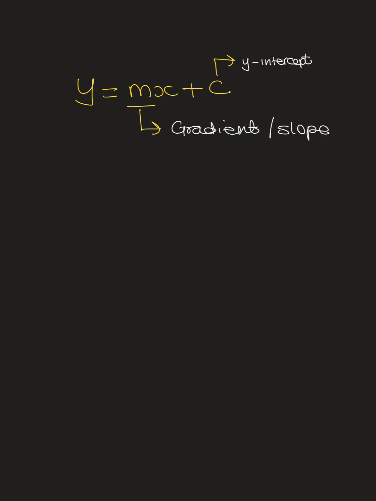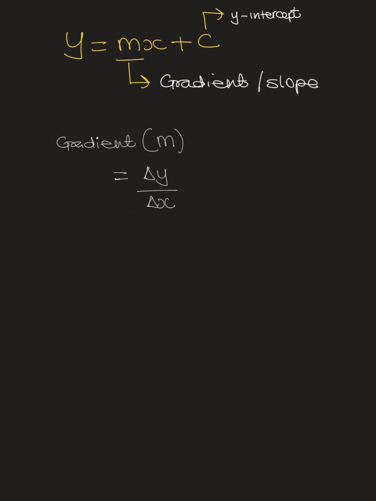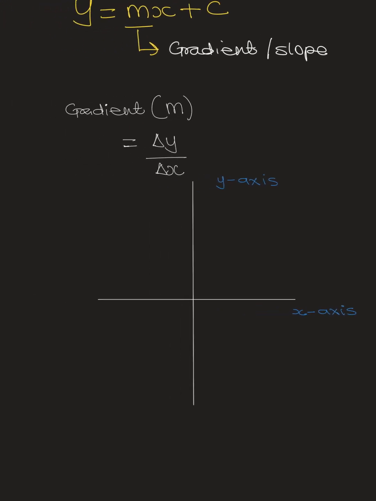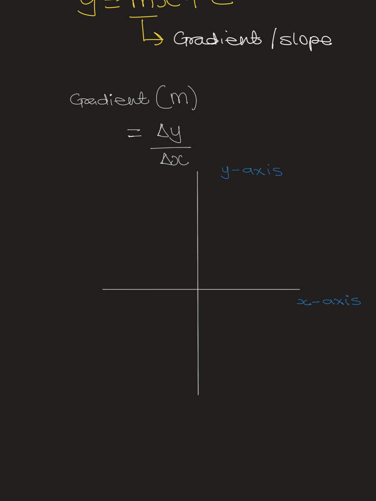So what is gradient? Gradient or the slope represented with the letter m is defined as the change in the y divided by the change in the x values. So let's say you have the line representing the x-axis and that of the y-axis as shown here, and the yellow line is our linear graph.